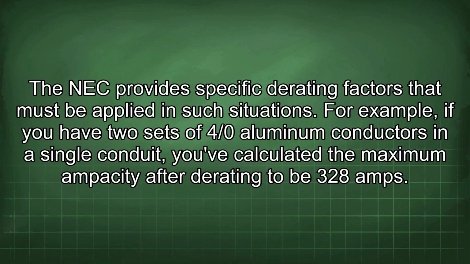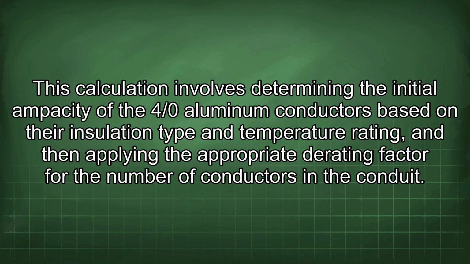For example, if you have two sets of 4/0 aluminum conductors in a single conduit, you've calculated the maximum ampacity after derating to be 328 amps. This calculation involves determining the initial ampacity of the 4/0 aluminum conductors based on their insulation type and temperature rating, and then applying the appropriate derating factor for the number of conductors in the conduit.